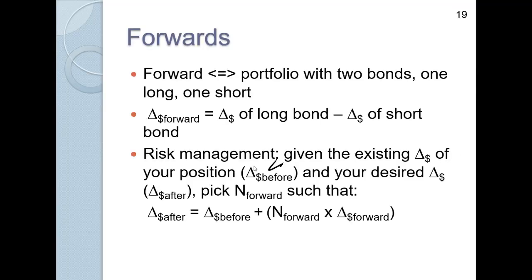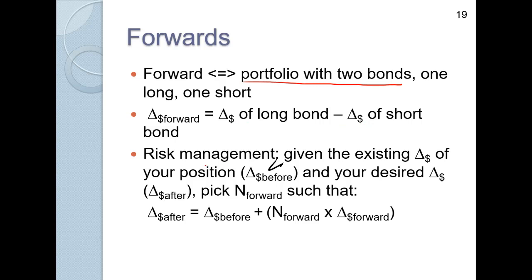We can also immunize with forwards. So forwards is a really nice thing. Why? Well, because a forward is basically a portfolio of two bonds, one that goes long and the other one that goes short. So the delta dollar of a forward is the delta dollar of a long bond minus the delta dollar of a short bond.